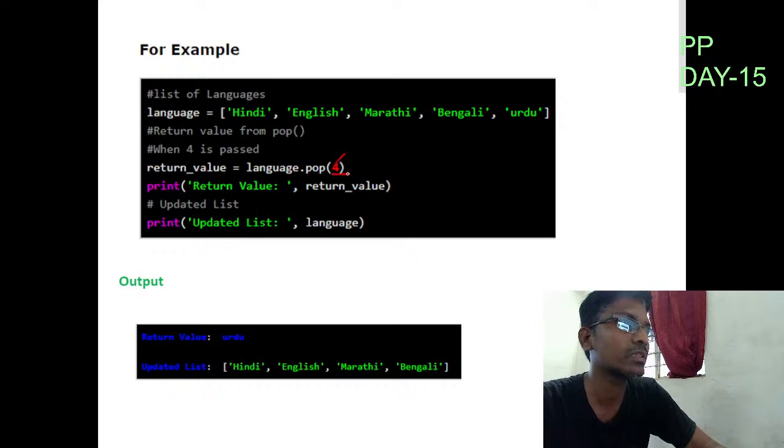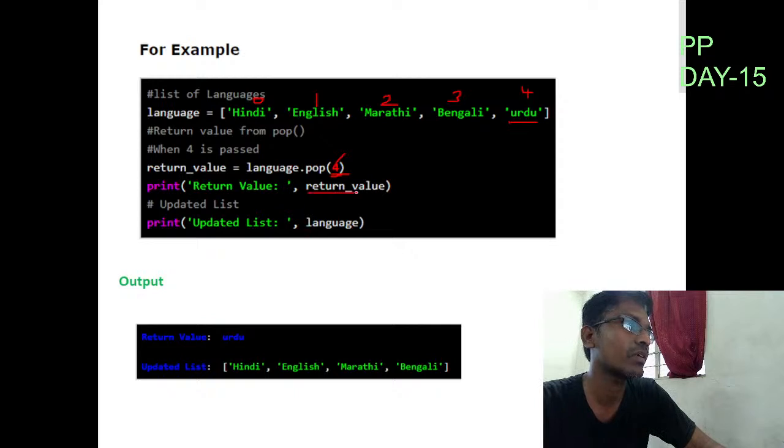So this is the index number 4. And what is index number 4 here? 0 is Hindi, 1 is English, 2 is Marathi, 3 is Bengali, and 4 is Urdu. So now I want to pop at index number 4. So what is at index number 4? That is Urdu. So Urdu will be deleted.